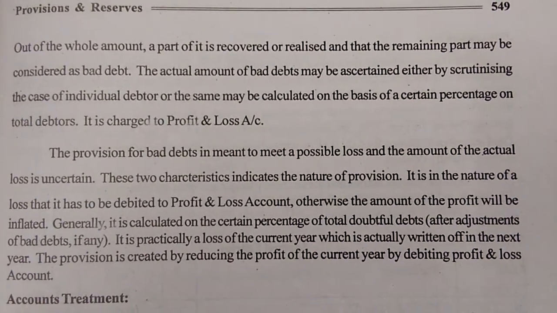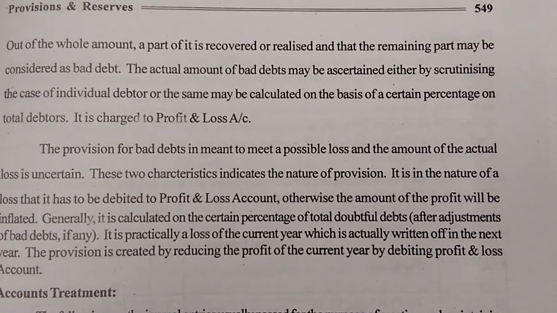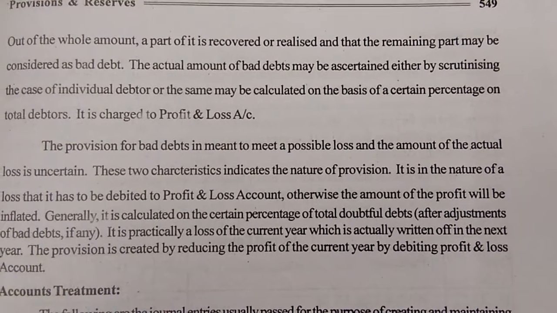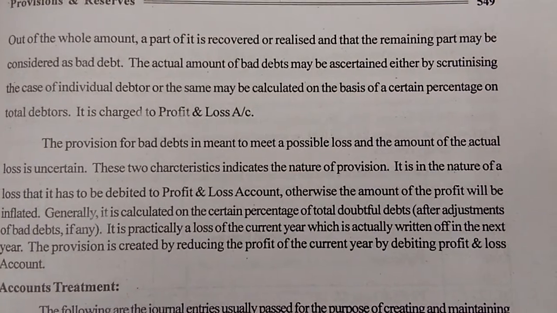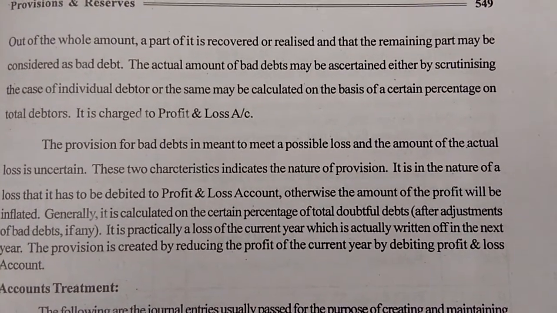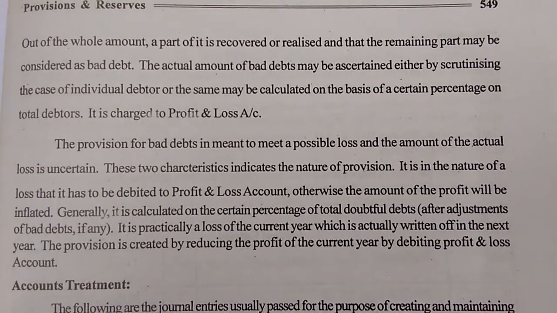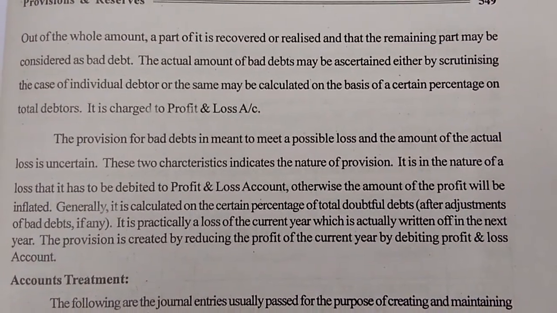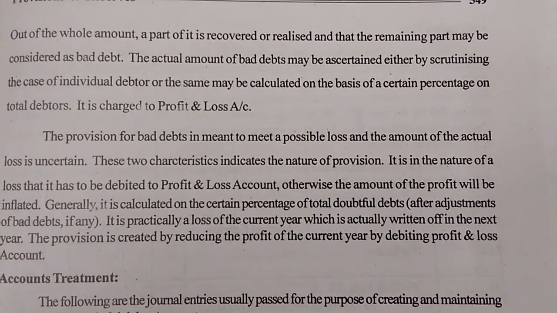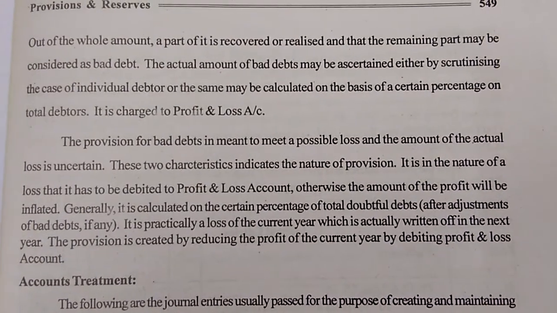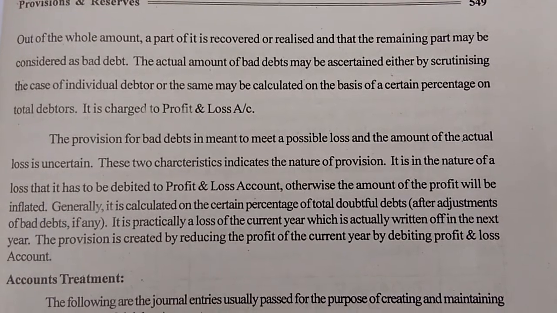Out of the whole amount, a part of it is recovered or realized, and the remaining part may be considered as bad debt. The actual amount of bad debts may be ascertained either by scrutinizing the case of individual debtors, or the same may be calculated on the basis of a certain percentage on total debtors. It is charged to profit and loss account.